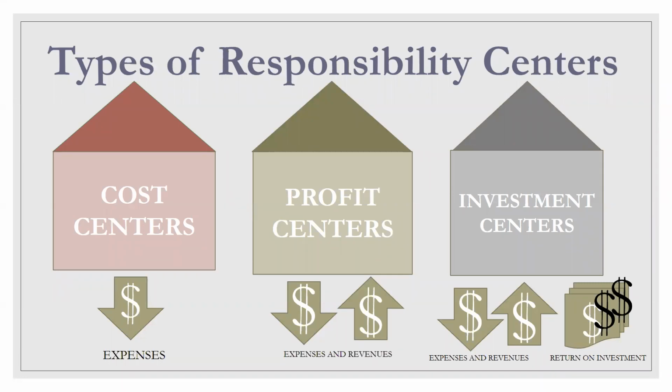Now we move on to the types of responsibility centers. We have three: cost centers, profit centers, and investment centers. These centers indicate the degree of responsibility the manager has for the performance of the center. When we talk about cost centers, it is more of the expenses, but they do not directly generate revenues. So managers of cost centers have the authority to incur costs, and they are evaluated on their ability to control costs. Cost centers are usually either production departments or service departments, which provide only support services.